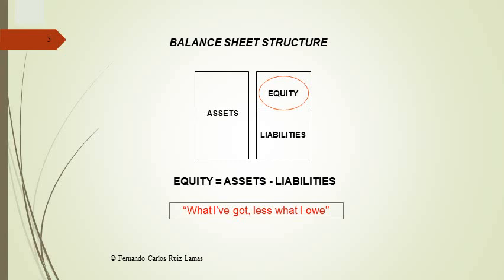Liabilities include debts with suppliers, employees, banks, and other creditors, tax payables, etc. Accordingly, since equity is the difference between assets and liabilities, put it another way, equity is what I've got less what I owe.